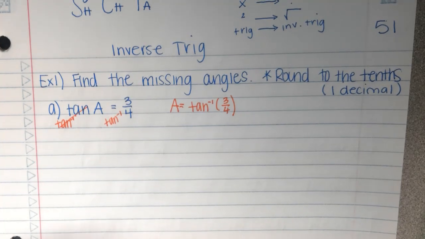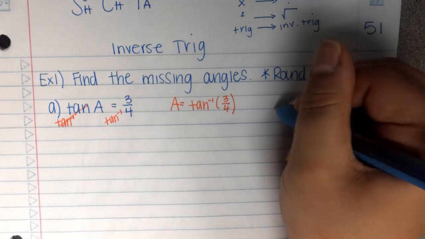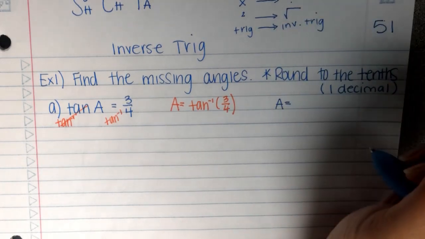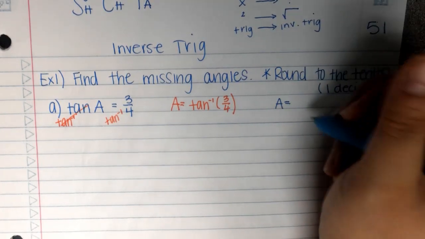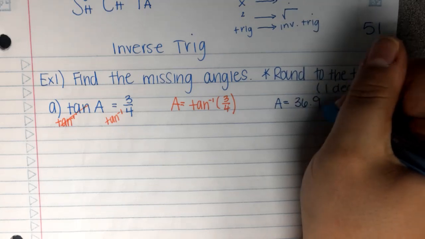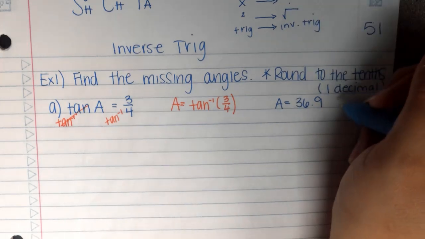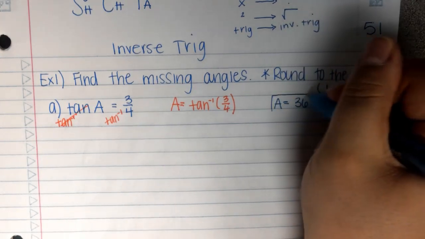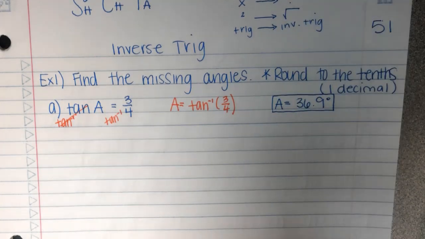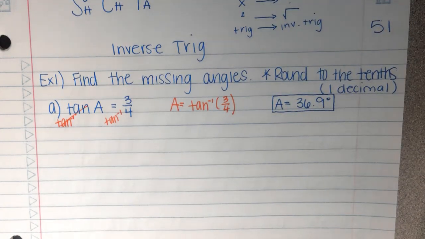Are you in degree mode? What is my answer here? 36.9. Now what are we finding right now? An angle. So what does it need? A degree sign. This is 36.9 degrees. And that's it. That's how you find an angle. We're going to do a bunch of them.